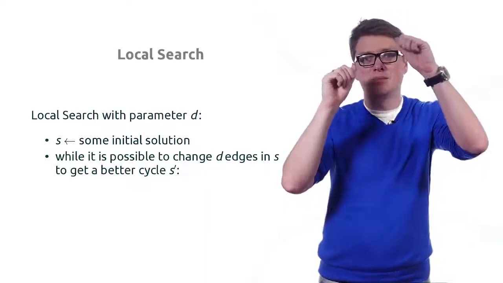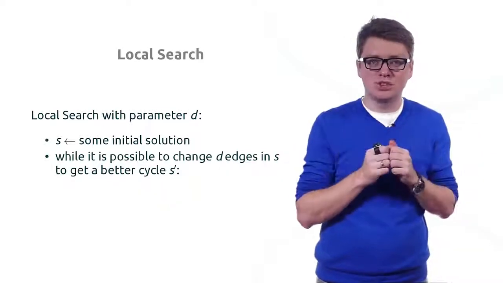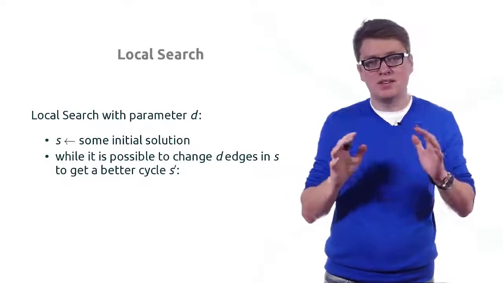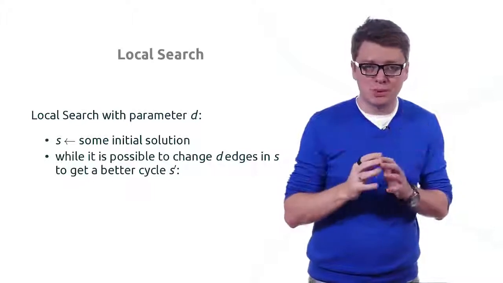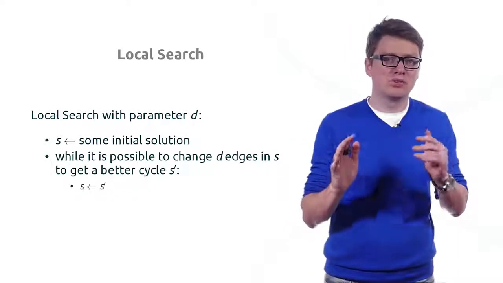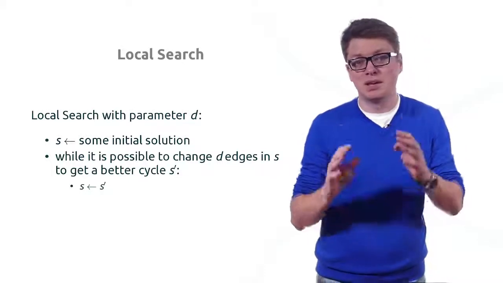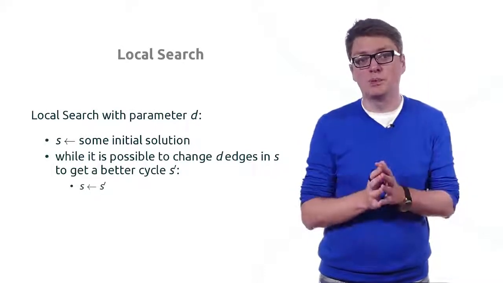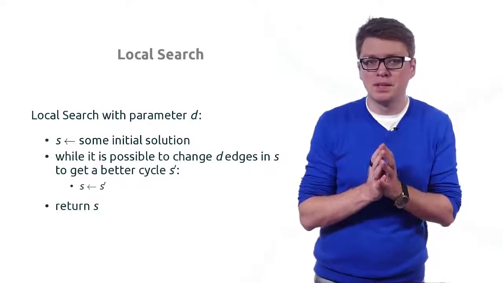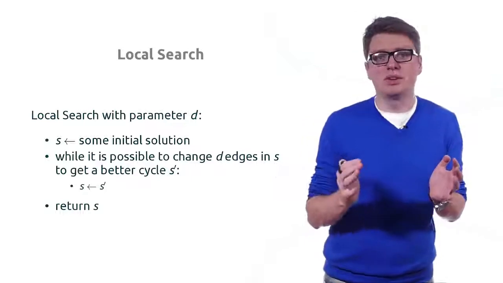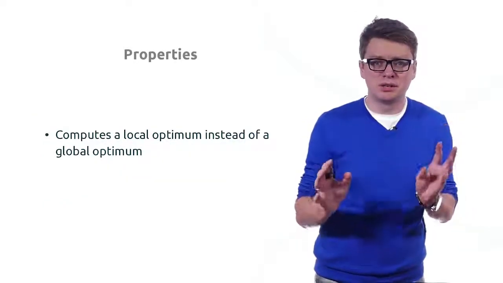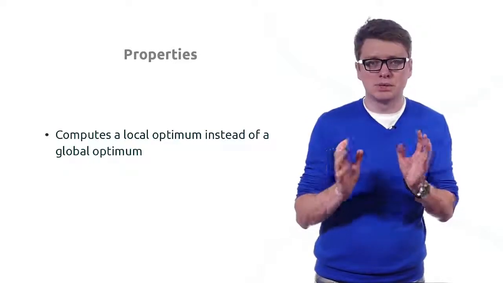This creates some nodes of degree 1, and then we try to connect these 2d nodes in a different manner. If it is possible to do this and to improve our solution S and get some solution S prime, then we just replace S with S prime and continue this while loop. And we stop when it is not possible. So this is a reasonable algorithm. What is clear about it is that it returns some locally optimum solution.